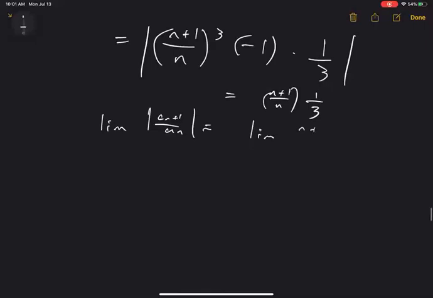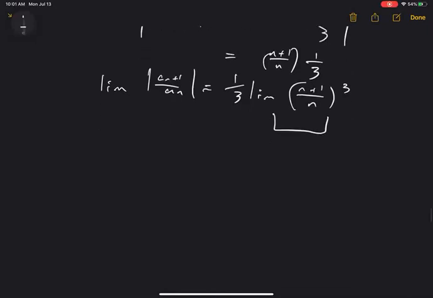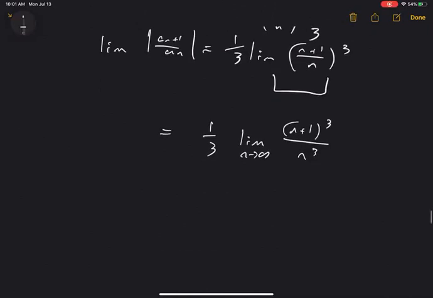So the limit is equal to 1/3 times this limit. What's the limit of this thing? Well, the limit of this piece is 1, and I've got 1/3 on the outside, so the limit's equal to 1/3.